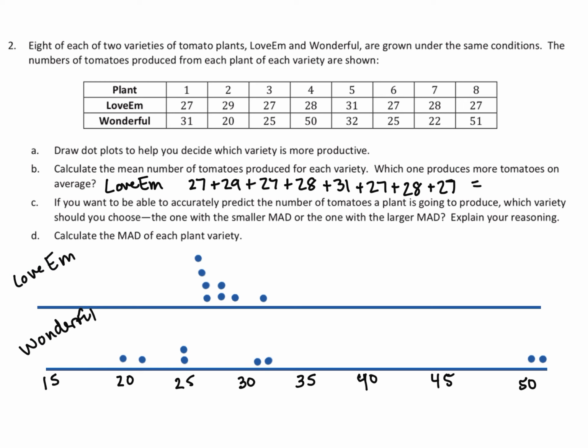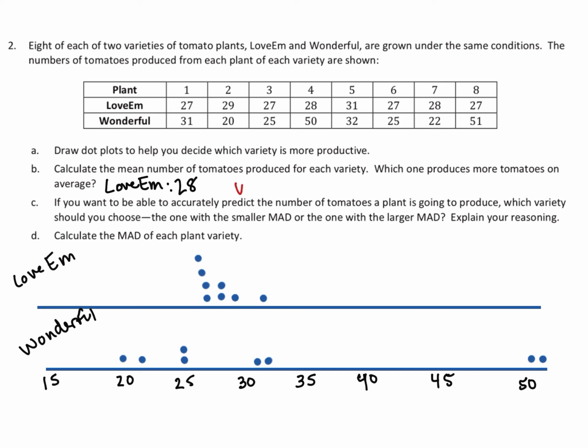But then we need to do 224 divided by 8. And that gives us 28. So for Love 'em, the mean is 28. Now we're going to do for Wonderful. Again, start by adding up all those values. The total for Wonderful is 256. When you divide 256 by 8, you end up with a mean of 32.